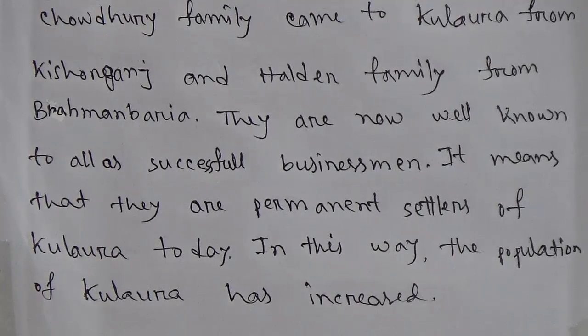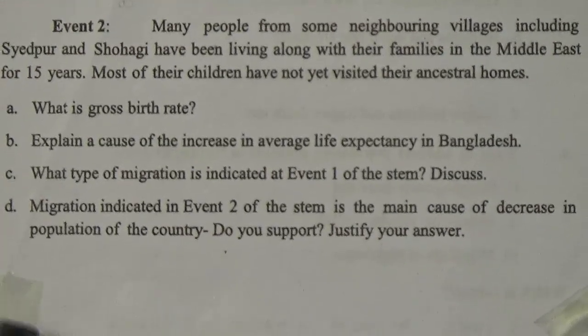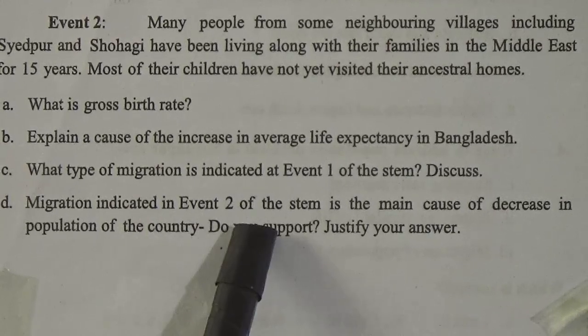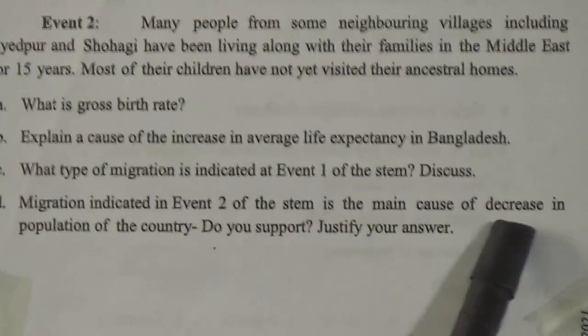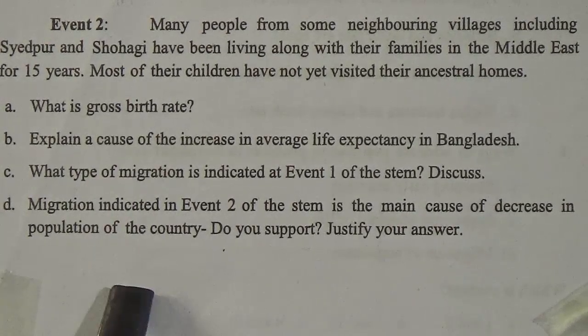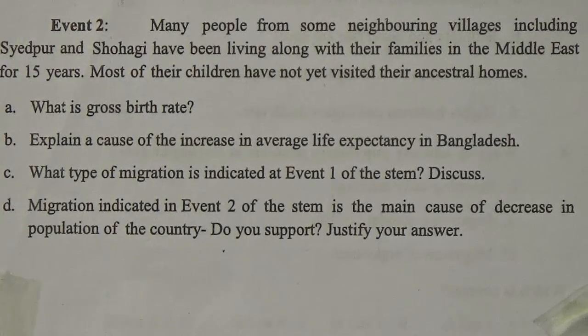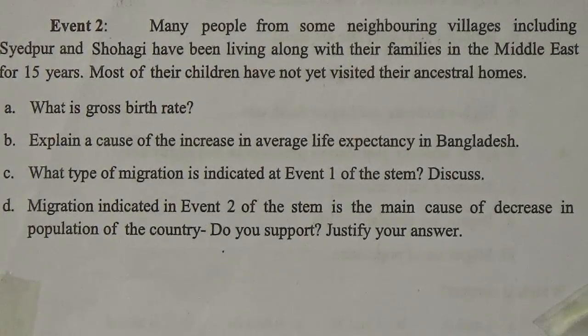Number D. Migration indicated in event 2 of the STEM is the main cause of decrease in population of the country. Do you agree? Justify your answer. So what is the statement? Migration indicated in event 2 of the STEM is the main cause of decrease in population. Whether migration is the only cause of decreasing population in any country or not, you have to support or oppose it. Whether you support it or not, you have to find it out.